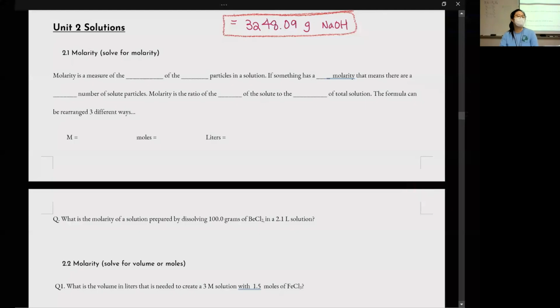cannot focus, then you can do whatever you need to do.